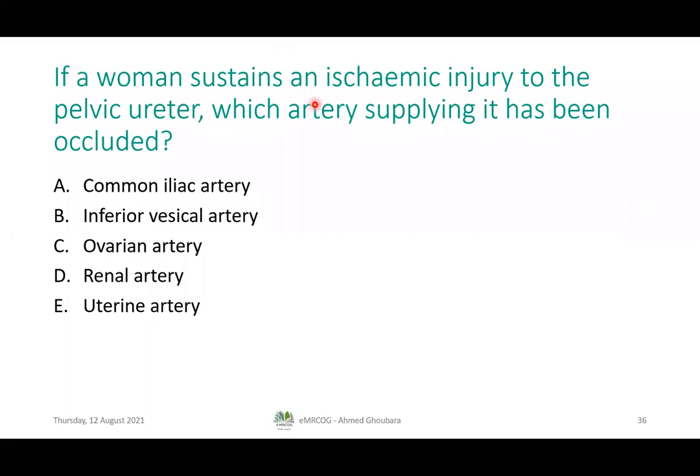If a woman sustains an ischemic injury to the pelvic ureter, which artery supplying it has been occluded? This is a tricky question, but you don't have to answer it now because it's a question from the college. I'll explain in a bit the arterial supply of the ureter, because the ureter doesn't have a single blood supply. It's according to the segment, upper third, middle third, or lower third. I'll explain that in just a minute. This question is deficient, by the way, lacking some information.